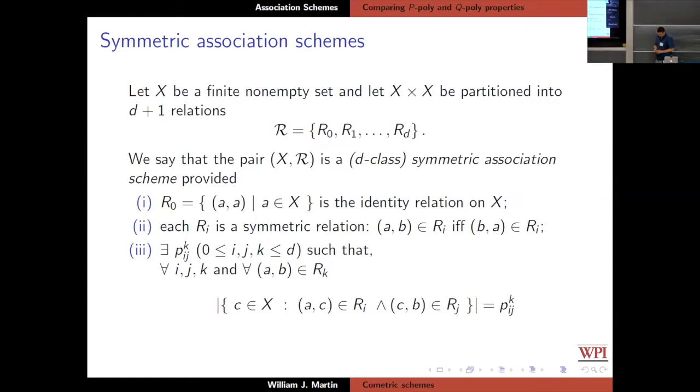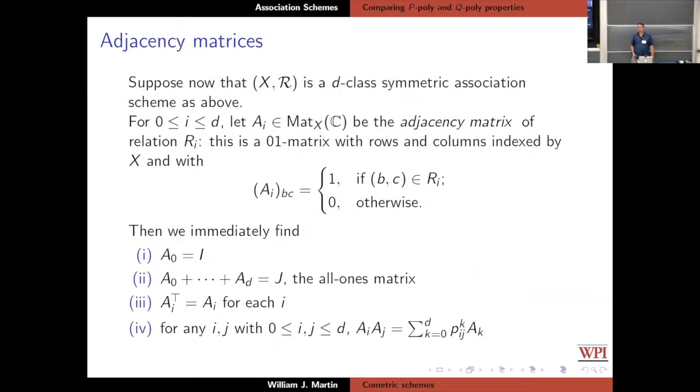Okay, so that's the definition of a symmetric association scheme. We very quickly go to the Bose-Mesner algebra. We replace each of the relations by its adjacency matrix, so we have a bunch of 0, 1 matrices. A_i has entry row b, column c equal to 1 if bc is in the ith relation, and 0 otherwise. We had the convention that R0 is the identity relation, so A0 becomes the identity matrix.